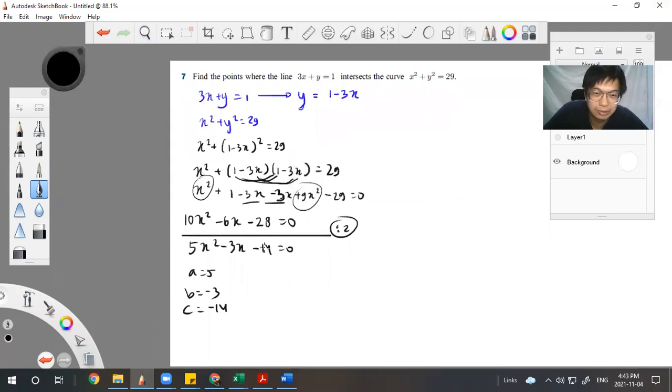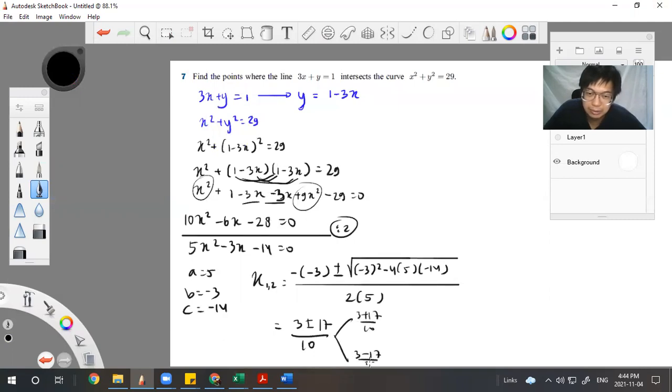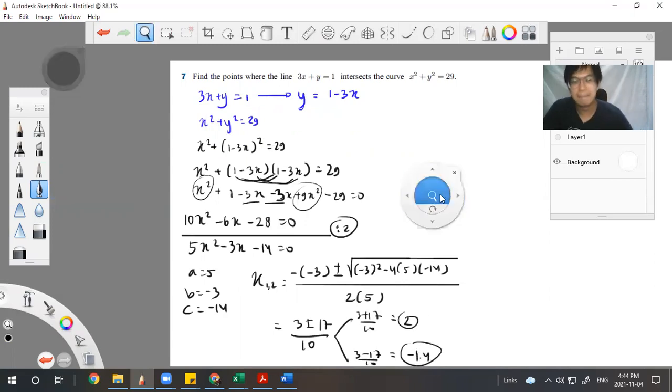Just do it fast. How to do it fast? Minus B plus minus, right? So the two possible values of x will be equal to negative B plus minus the square root of B squared minus 4AC, over 2A. So 3 plus minus, I will do the inside of the bracket fast: 17. Good answer. Over 10. So either you do the plus or you do the minus. So 2 or negative 1.4. Done. But this is still the x.